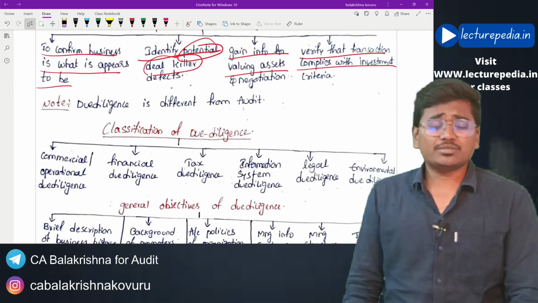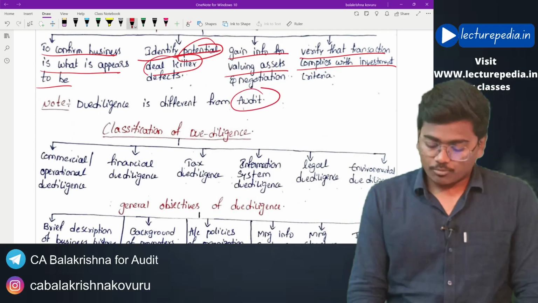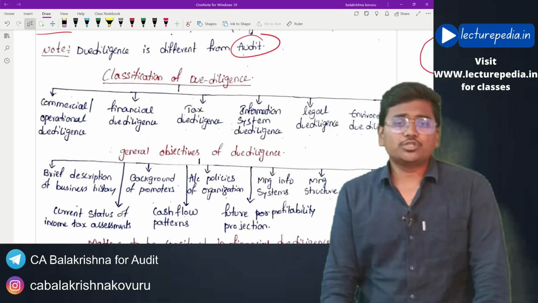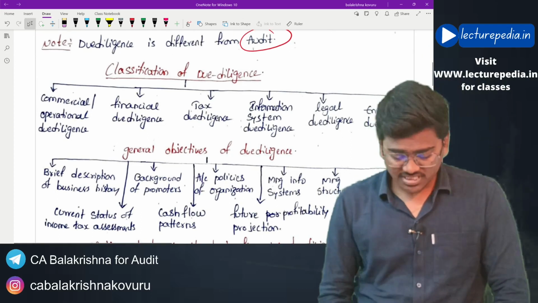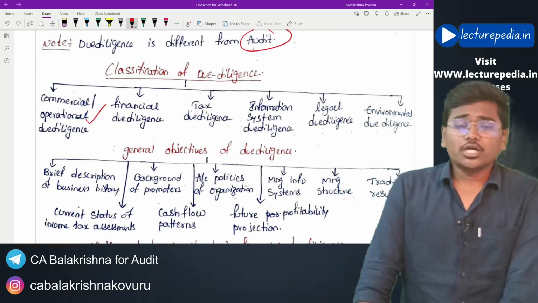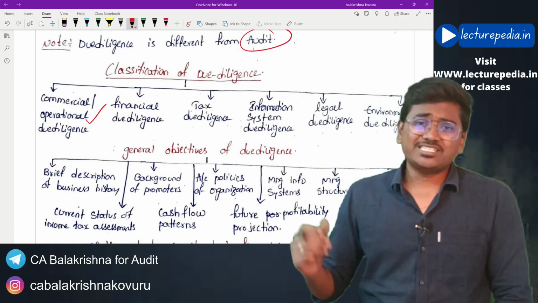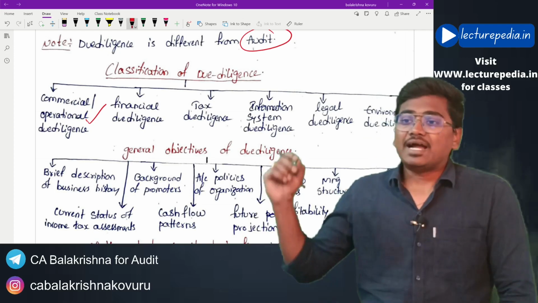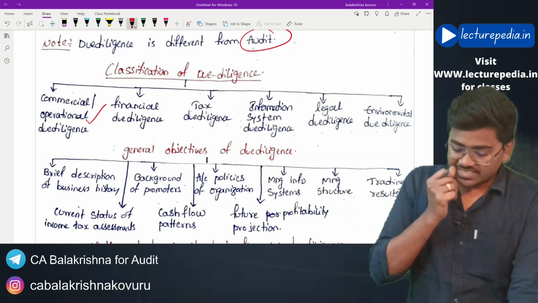And you should always remember that due diligence is different from audit. Both are not the same. Coming to the classification of due diligence, or you can call it types of due diligence. Firstly, we have commercial or operational due diligence. Next, financial due diligence, tax due diligence, information system due diligence, legal due diligence, and environmental due diligence. These are the various types of due diligence.